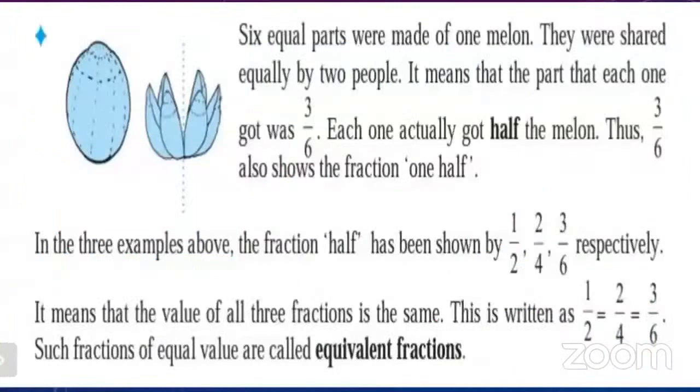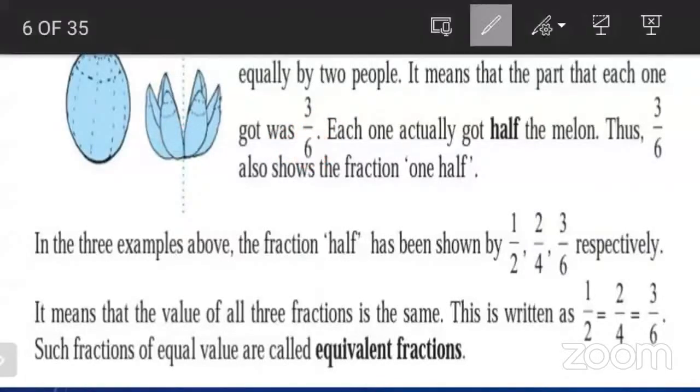Now look at here what is given now. 6 equal parts are made one melon. You can see here is one muskmelon, and which is divided into the 6 equal parts. How many parts? 6 equal parts, isn't it? Now they were shared equally by 2 people. Similarly, the bhakri, this muskmelon is also shared equally by 2 people, isn't it? So it means that the part that each one got was 3/6, isn't it?